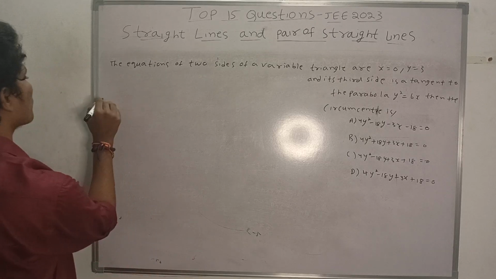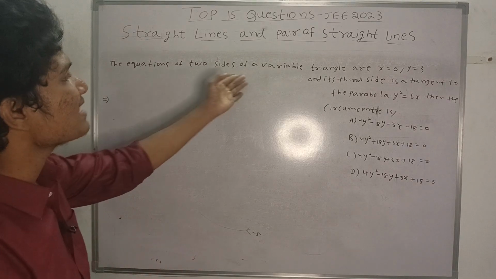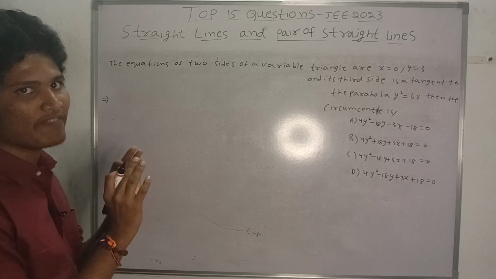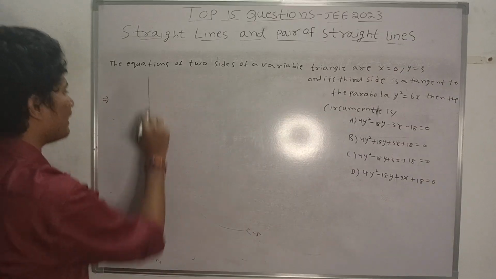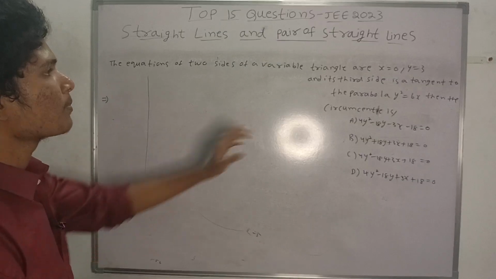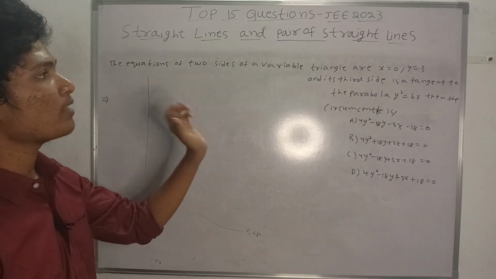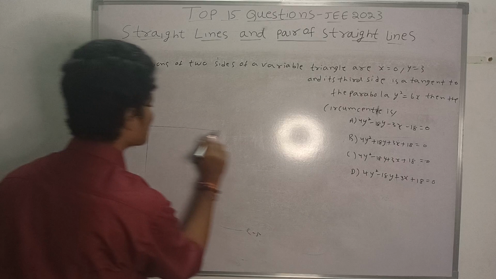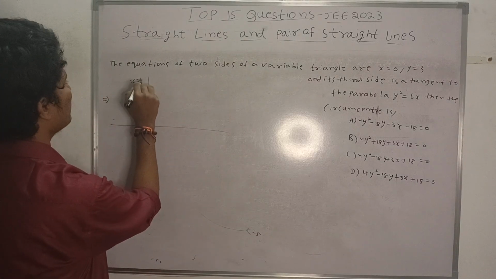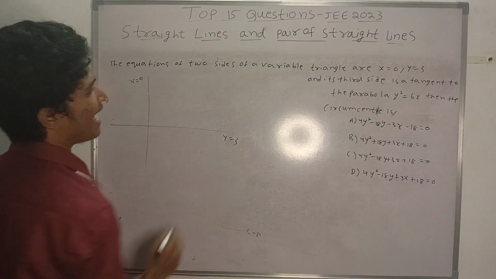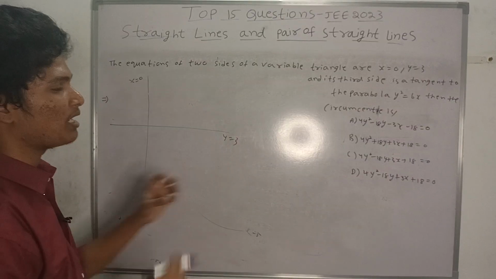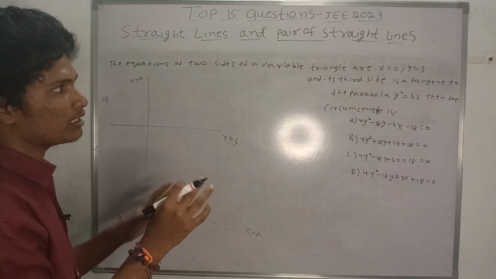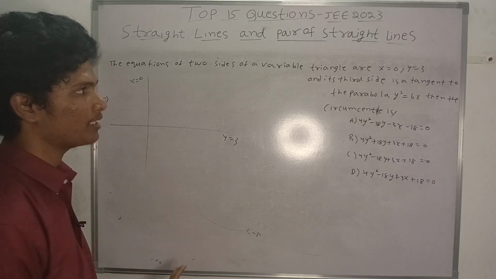Listen carefully. The equations of two sides of the variable triangle. So basically there is a variable triangle whose two sides are x equal to 0, which is a line perpendicular, that is the y axis we can say, and y equal to 3 line is this. This is the x equal to 0 line. This is the y equal to 3 line, and there is a third side that is a tangent to a parabola.